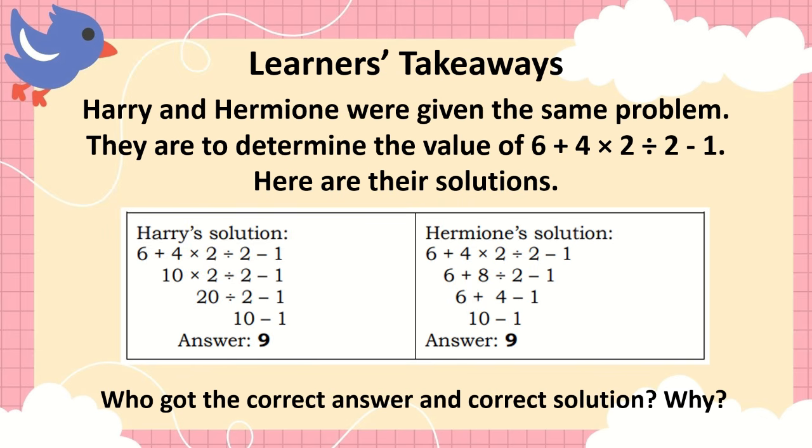For Hermione's solution: 6 plus 4 times 2 divided by 2 minus 1. 6 plus 8 divided by 2 minus 1. 6 plus 4 minus 1. 10 minus 1 equals 9. Who got the correct answer and correct solution? Why?